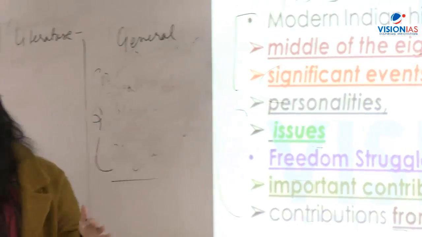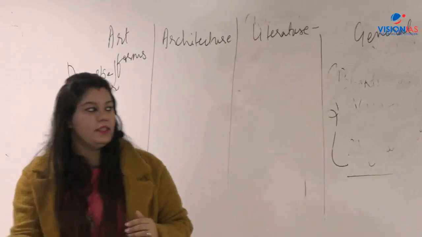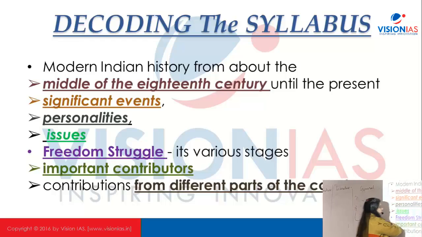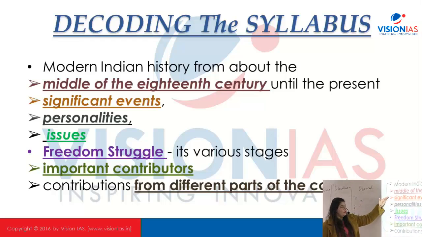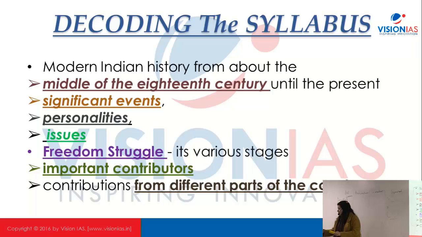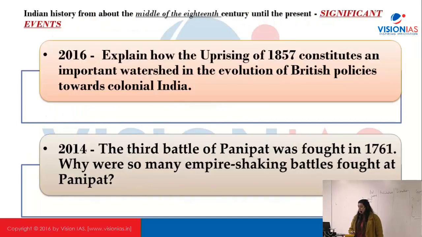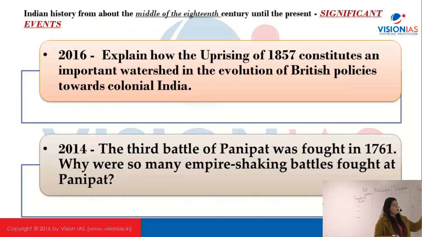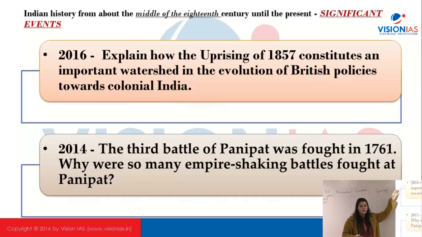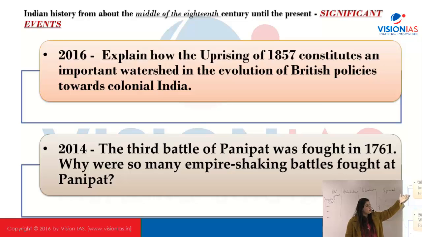So every line is what you have to emphasize in the syllabus. Middle of 18th century until the present, significant events, personalities, issues, important stages, contributors and contributions from different parts of the country. Now, just understand the kind of questions. If you classify the event-based questions in the last 5 years, there was a question on uprising of 1857.